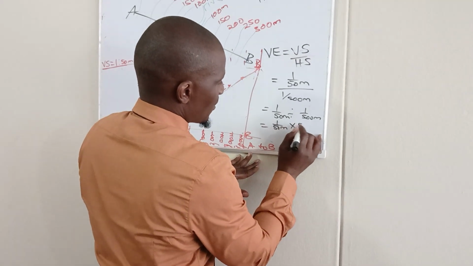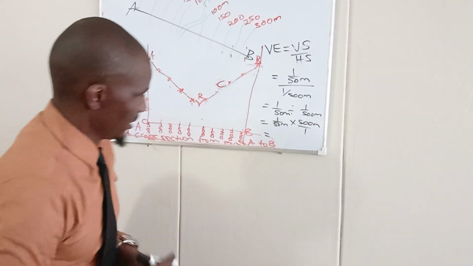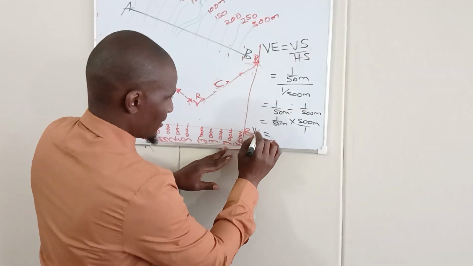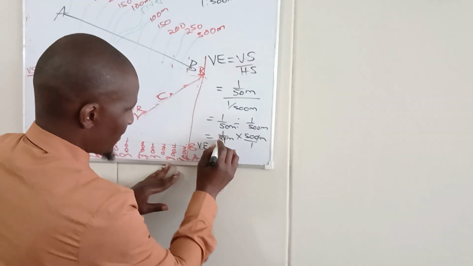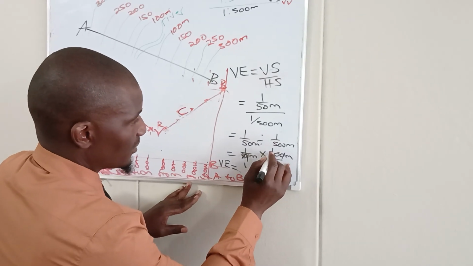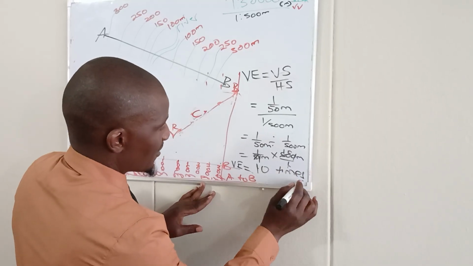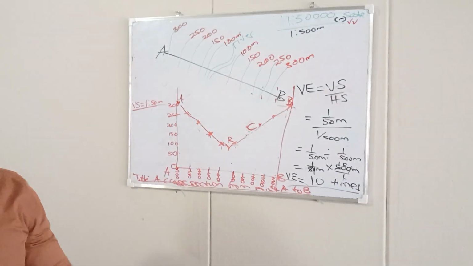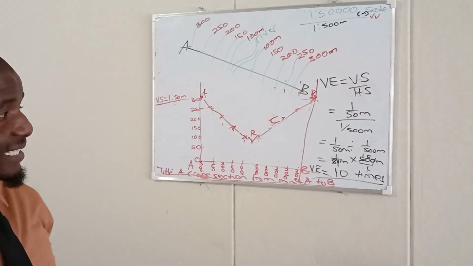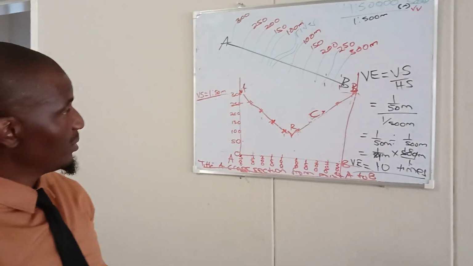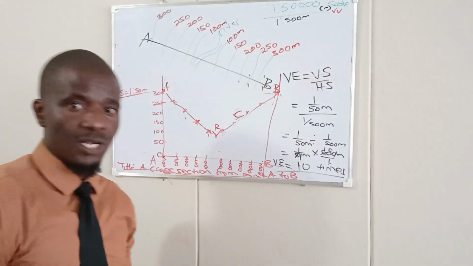1/50 multiplied by 500/1, okay? I'm calculating my vertical exaggeration. 5 into 50 is 10, which means my answer now is our vertical exaggeration is 10 times, which means our vertical scale has been exaggerated 10 times. That's what it simply means. So we are looking at the relationship between our vertical scale and horizontal scale.